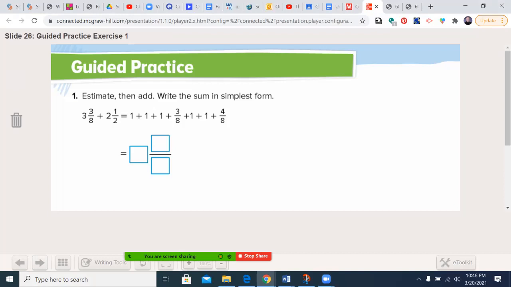Guided practice. This is the first one I want you to do. They've kind of written it out for you for 3 3/8 plus 2 1/2. Notice they've converted 2 1/2 to 2 4/8 because the least common multiple of 2 and 8 is 8. Go ahead, pause the video, solve this problem, come back and check it when you're ready.